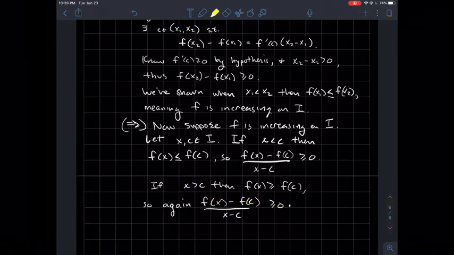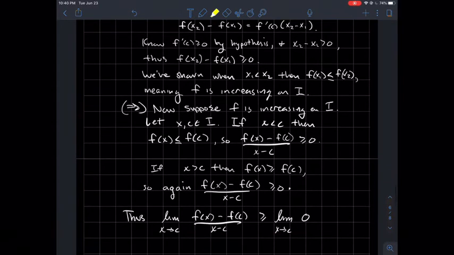I probably should have been a little bit careful. I can say that this is non-negative because f of x is at least f of c. So again, the point though, something that's non-negative over something that's positive, since x is bigger than c, therefore this fraction should be non-negative. So what am I trying to say? I'm trying to say that no matter what side of c you're on, f of x minus f of c over x minus c, this difference quotient, is always bigger than or equal to 0.